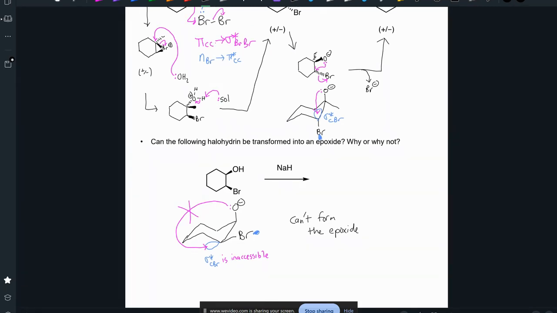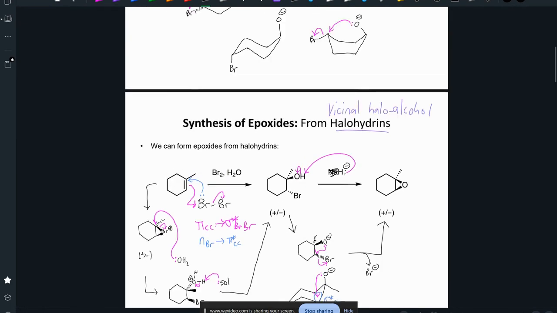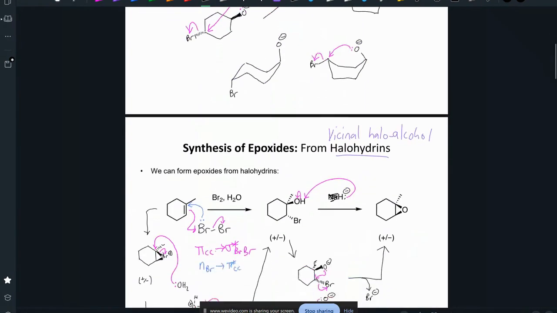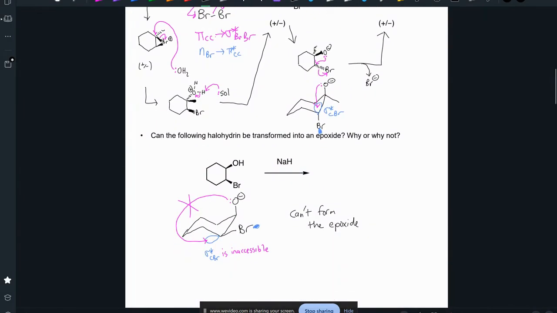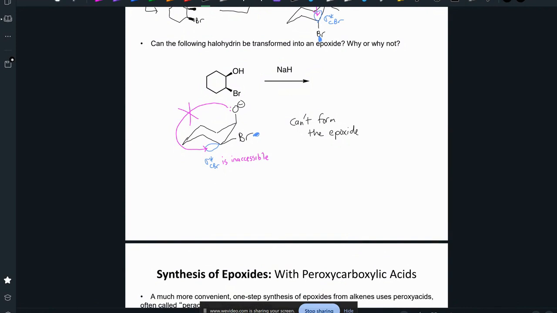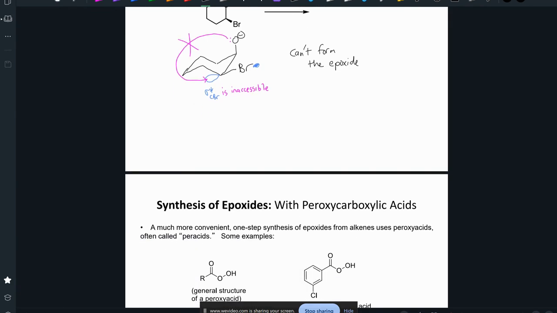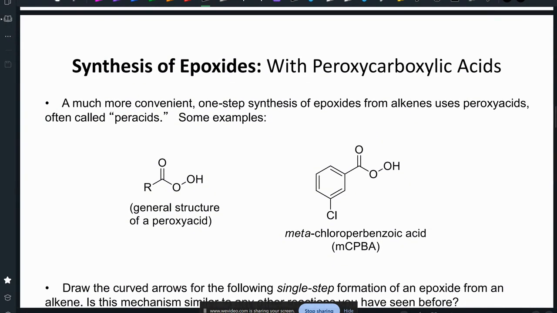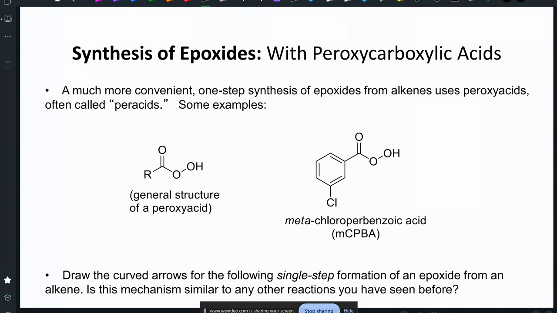That's the point there. So one way to form an epoxide is an intramolecular SN2, just like we could do with larger cyclic ethers. Intramolecular SN2 is an option. It's not necessarily the most convenient option. So chemists are always looking for, can I find a better way to do this? And it turns out we have found a better way. It's going to take advantage of a class of compounds with a relatively unstable oxygen-oxygen bond.